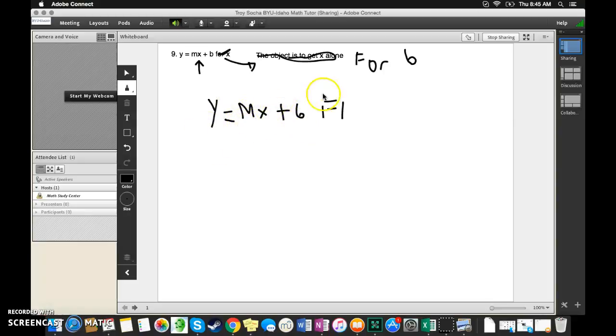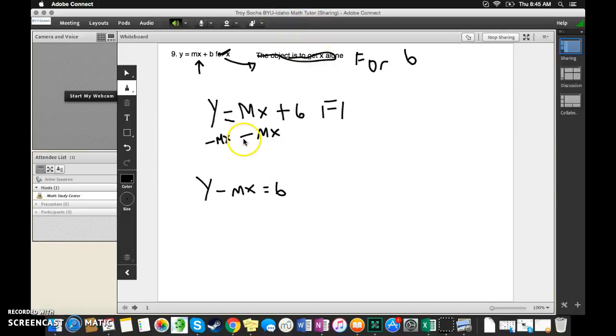What are we doing to b that makes it so it can't be alone? Well, we're adding an m times an x to b. So if we wanted to get rid of that, we would subtract an m times an x from both sides. That's our answer. Let me go over that again.